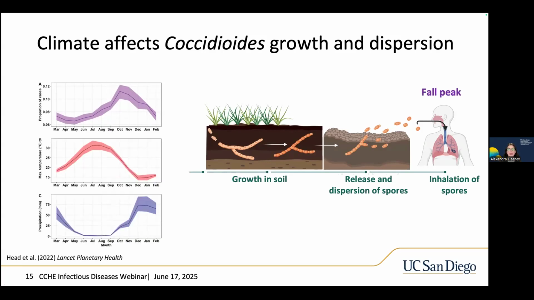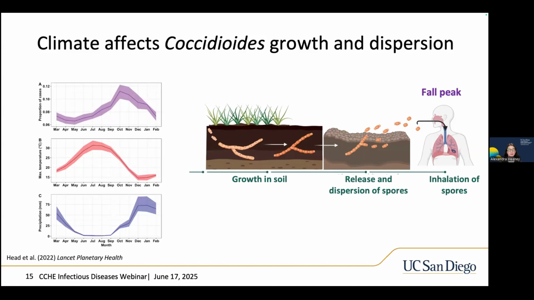Below now, we have plots of the average monthly temperature and average precipitation across California counties. We can see that the peak in cases occurs on average at the end of the summer dry season and before the winter rainy season.